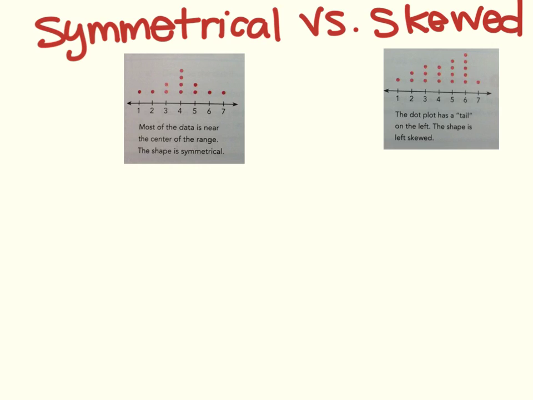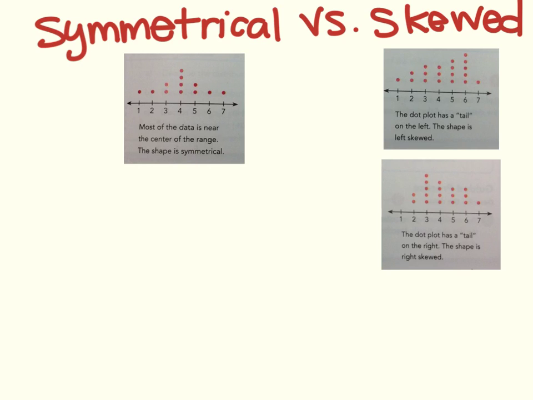Let me show you an example of a right skewed. All right, so let's take a look at the shape of this right skewed dot plot. On this, you can see that the tail, or the shorter portion with less data, actually goes to the right. The mountain is on the left-hand side. So this is right skewed.